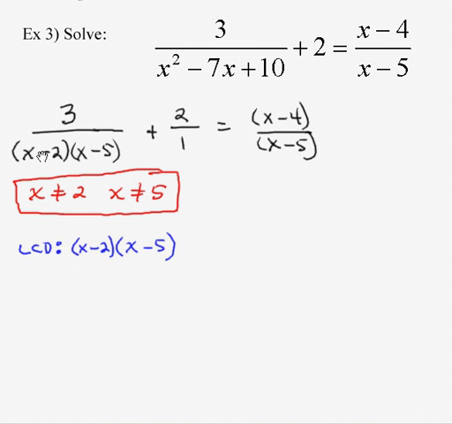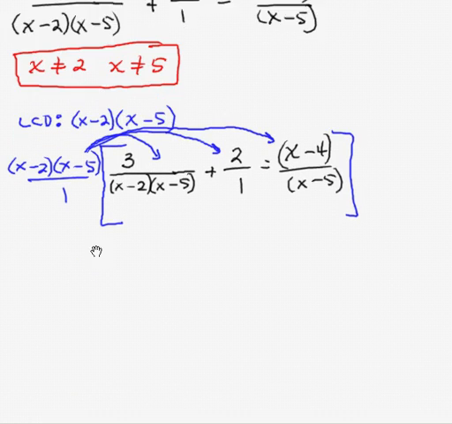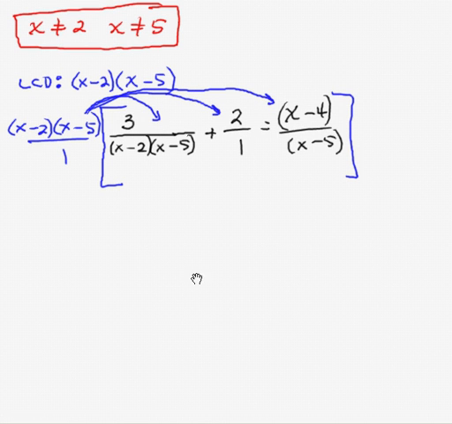LCD, x minus 2 shows up, I'm going to take it. x minus 5 shows up, we're going to take it. That's my LCD. Let's multiply everything in the equation by the LCD.